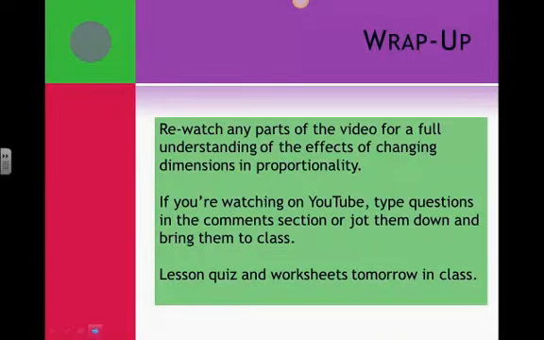Okay, rewatch any parts of the video and make sure you understand what's happening with how changing by a scale factor will affect the proportionality. If you're watching on YouTube, feel free to type in any questions or bring them to class tomorrow.